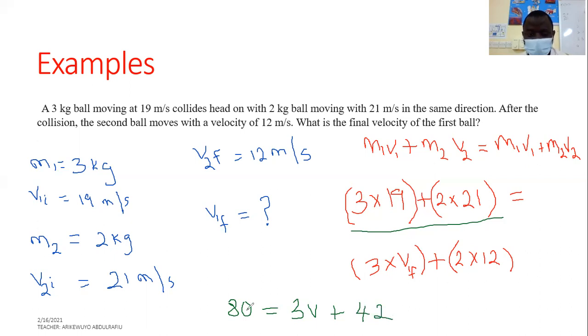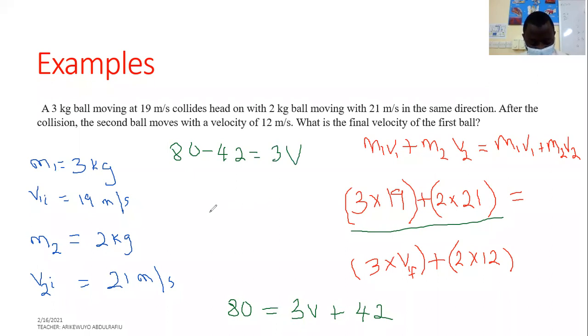So I will take this 42 to the other side. Let me remove these ones. I'm sure you know this already. So we are looking for V2. So I will take this 42. So I have 80 minus 42 is equal to 3V. Are you following now?